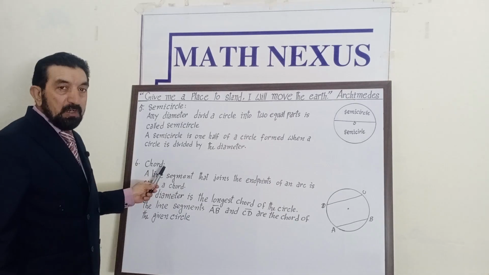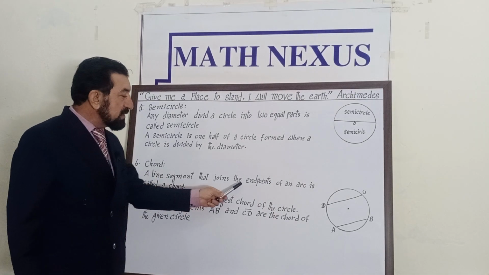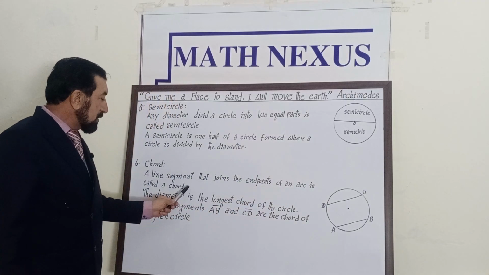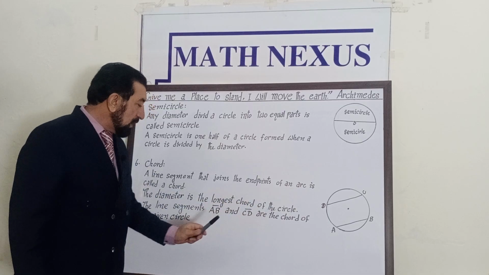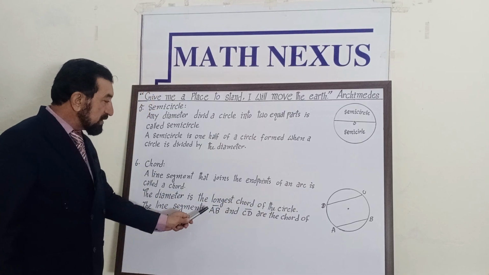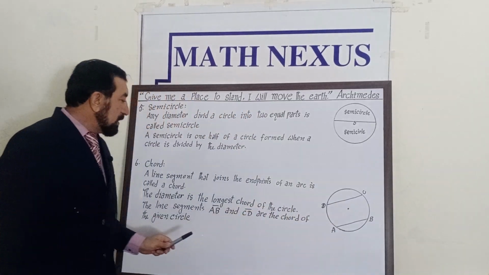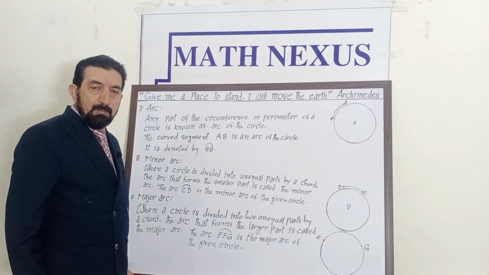Sixth, what is chord? A line segment that joins the end points of an arc is called a chord. The diameter is the longest chord of the circle. The line segments AB and CD are the chords of the given circle.